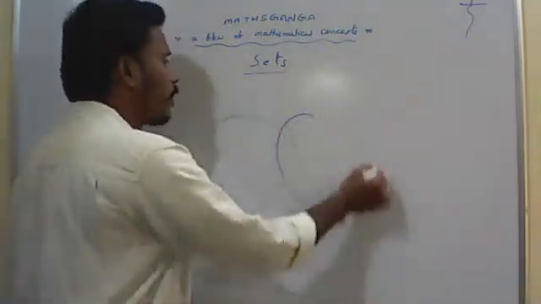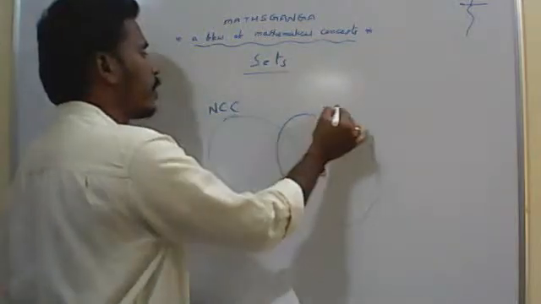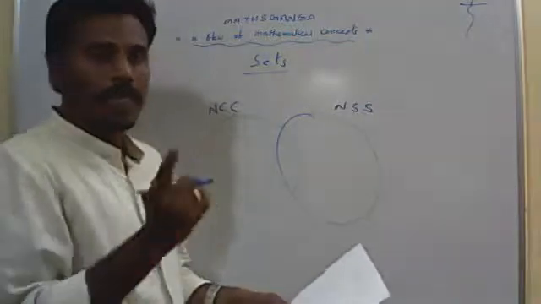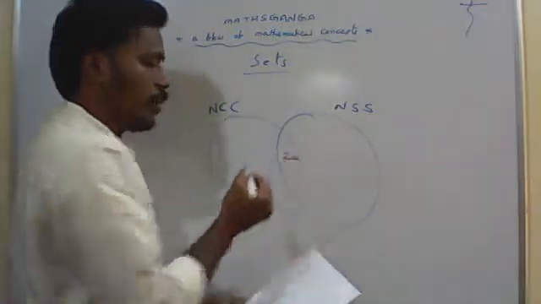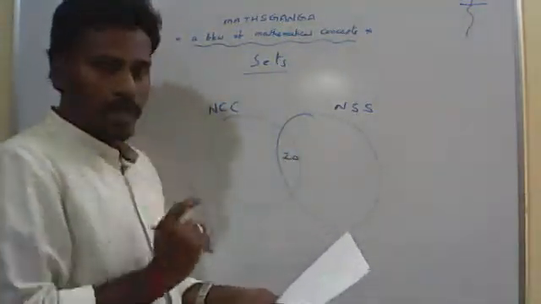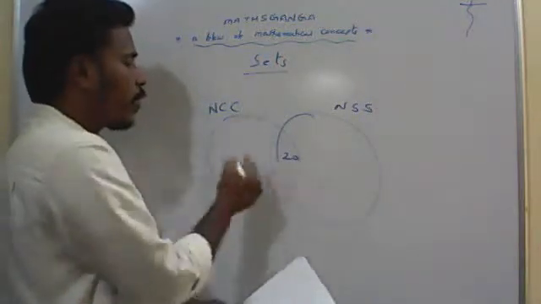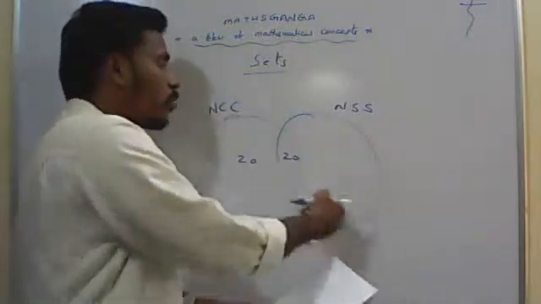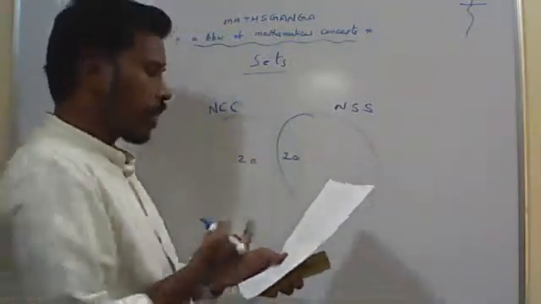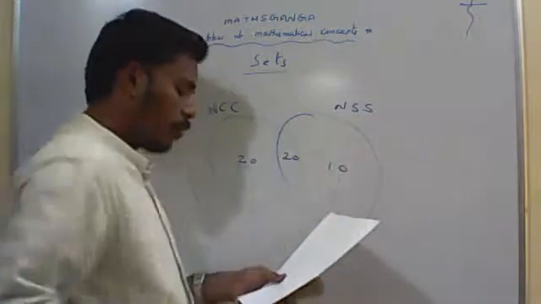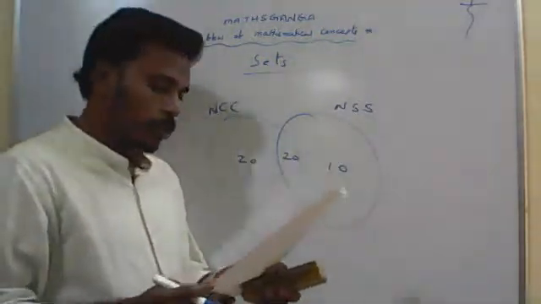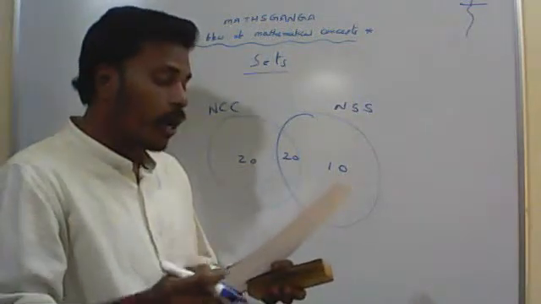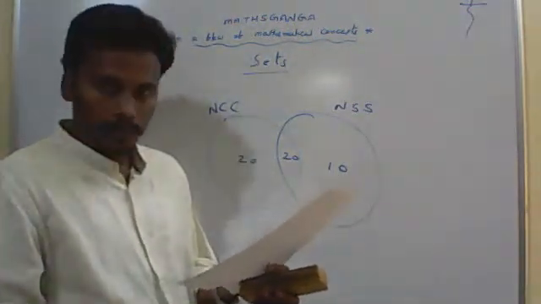So I will draw a Venn diagram for NCC as well as NSS. As per the problem, 20 students opt for both NCC and NSS. So this is 20. And 40 opt for NCC, so the total in this circle is 40. I already have 20, so make another 20 here. And the number of students who opted for NSS is 30. Here I have 20, so one more 10 here.